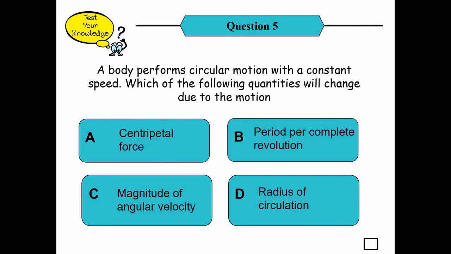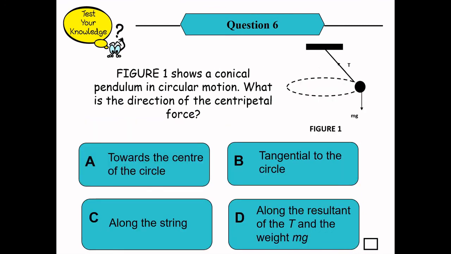Question 5. A body performs circular motion with a constant speed. Which of the following quantities will change due to the motion? Yeah, the answer is A. Centripetal force. The direction of centripetal force is always towards the center of the circular path.